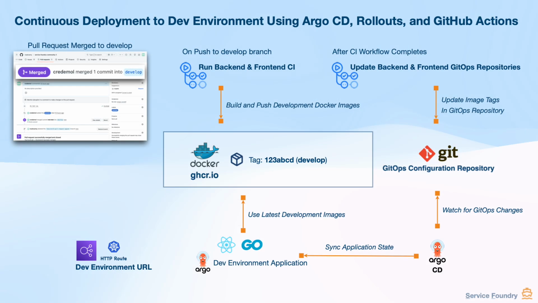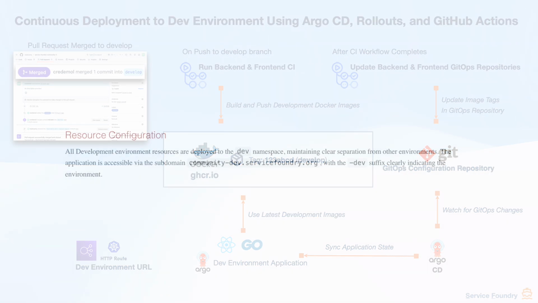The development environment serves as the primary integration point where features from various development streams converge. This environment employs a blue-green deployment strategy with manual promotion, striking a balance between rapid iteration and controlled validation. All development environment resources are deployed to the dev namespace, maintaining clear separation from other environments. The application is accessible via the subdomain community-dev.servicefoundry.org with the -dev suffix clearly indicating the environment.